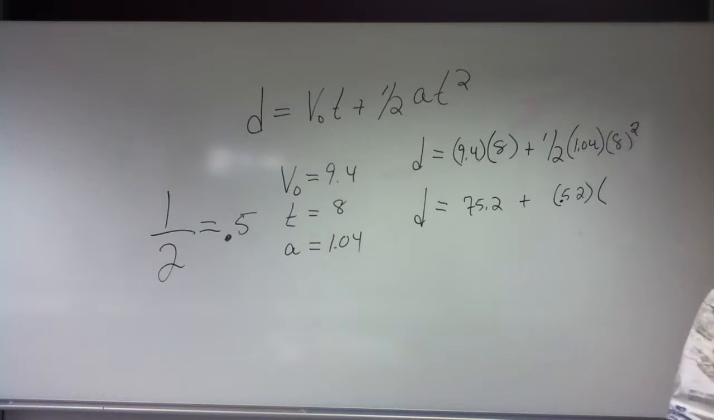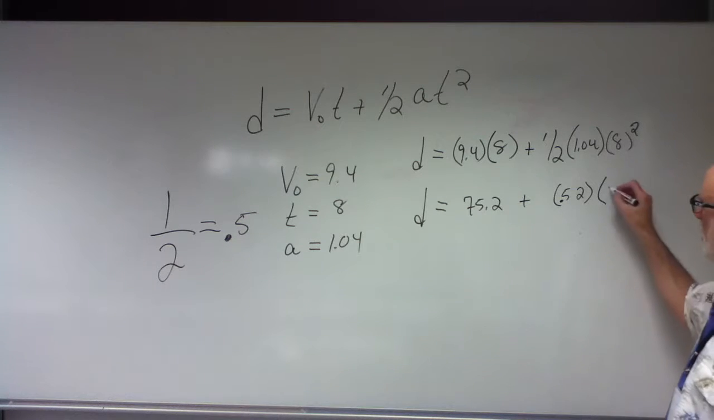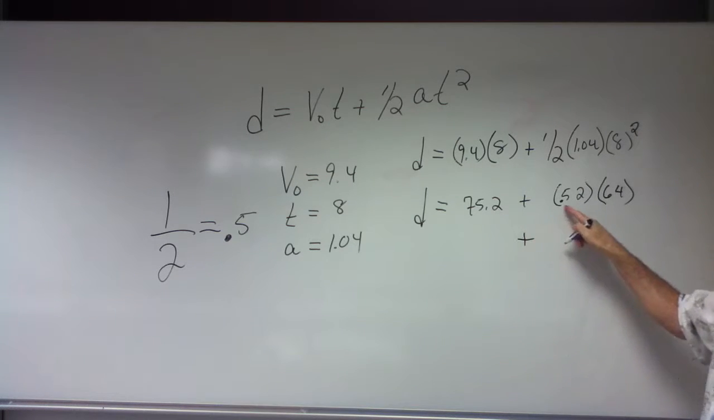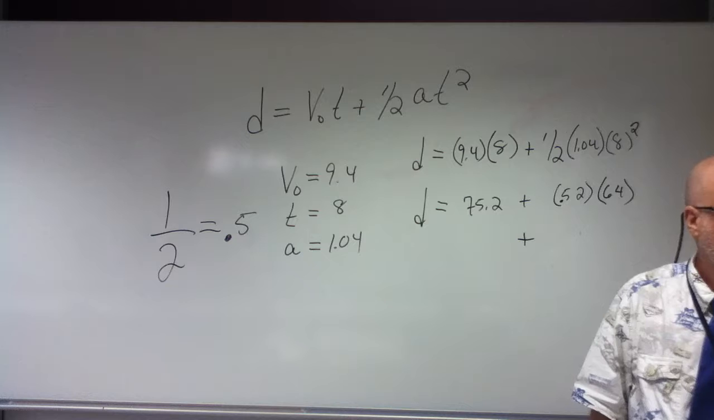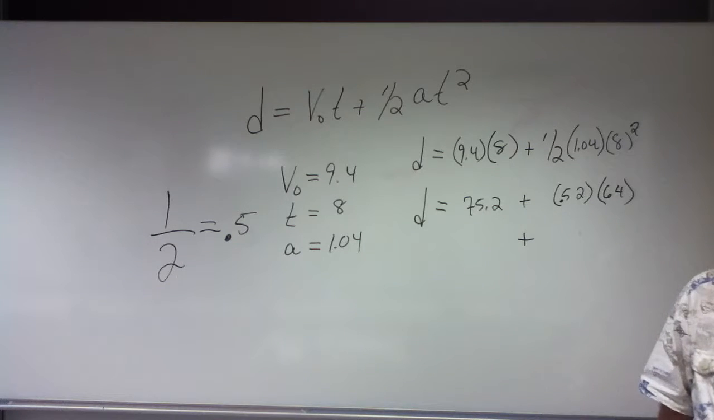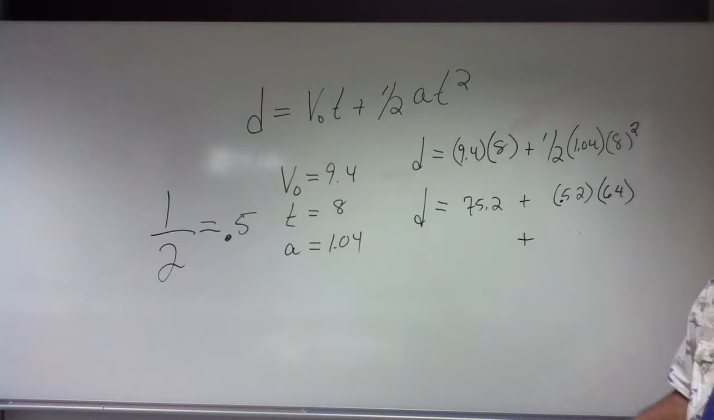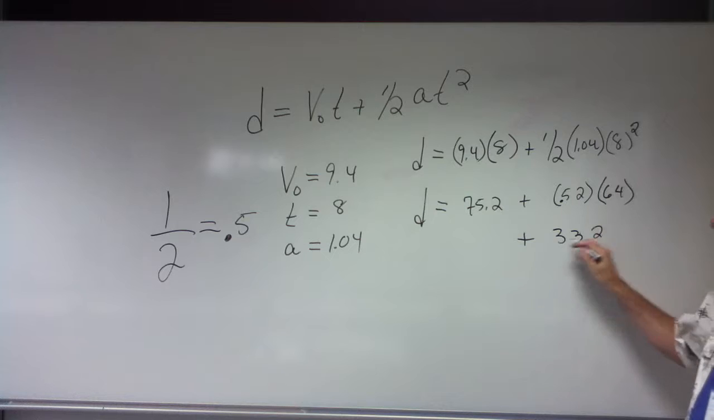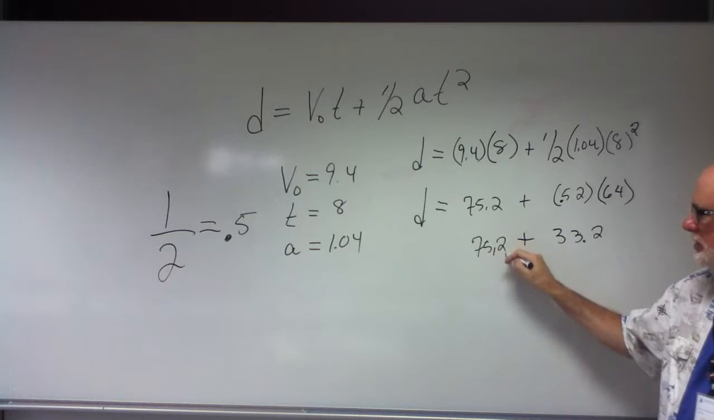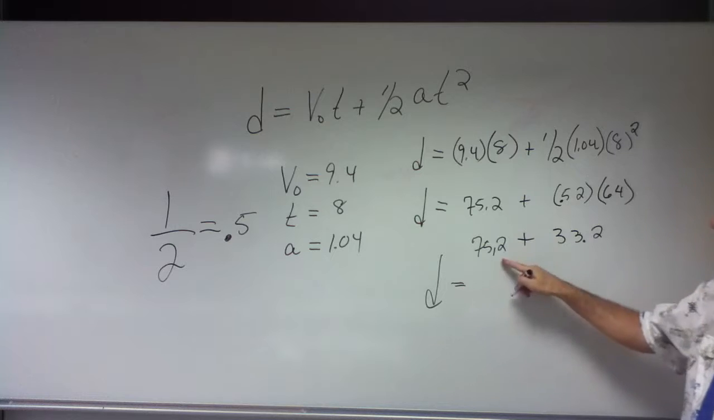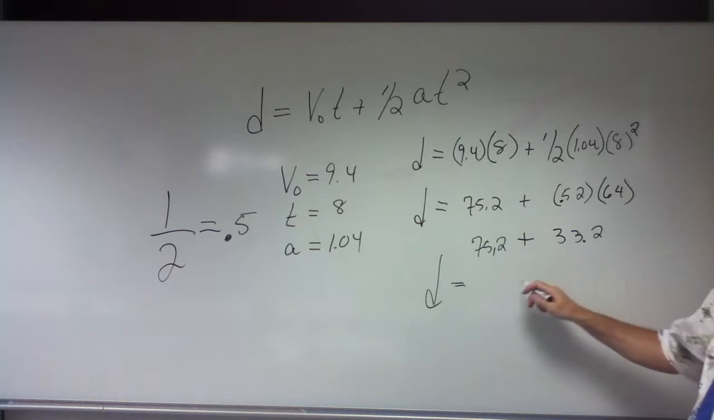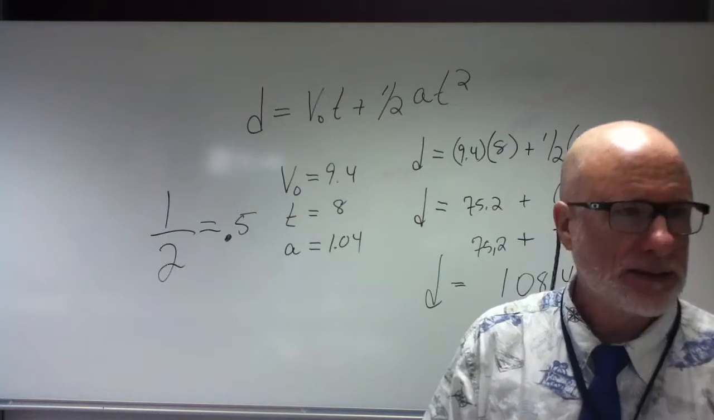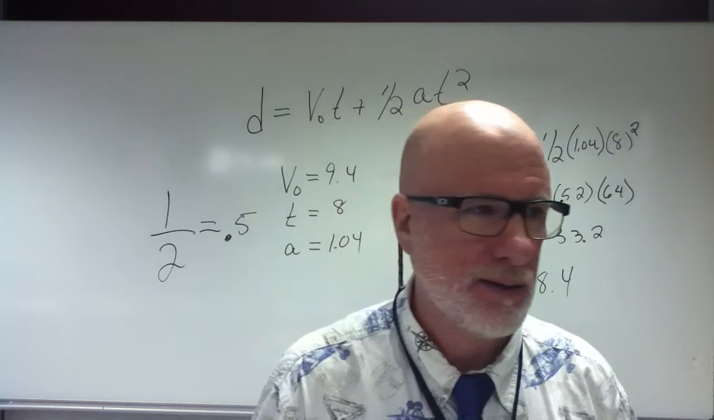So, what is 8 squared? 64. All right, so what is 0.52 times 64? 33.2. And then 75.2. So distance will equal, so it'd be 108.4, is that right? Yeah, 108.4. You get that? Is that right or no?